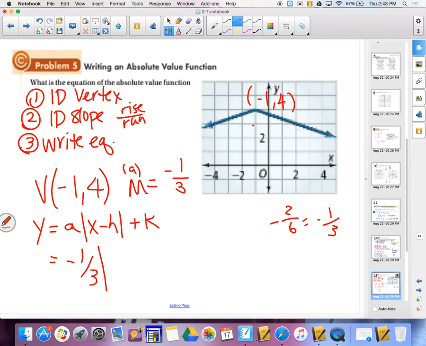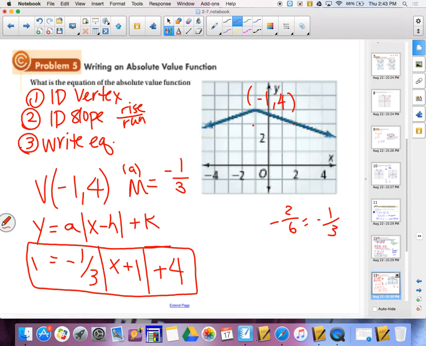Negative 1/3, absolute value of x plus 1, because I'm taking the opposite of whatever that is. And then I'm going to add 4 onto it. That right there is my equation for that graph: y equals -1/3 absolute value of x plus 1, plus 4. Now do you see why they don't name it x and y? Because there's already x in it.